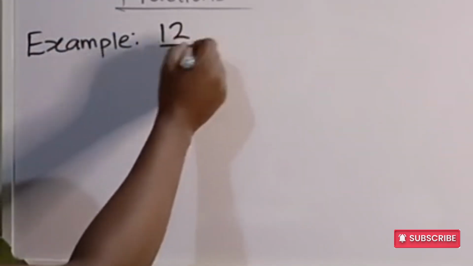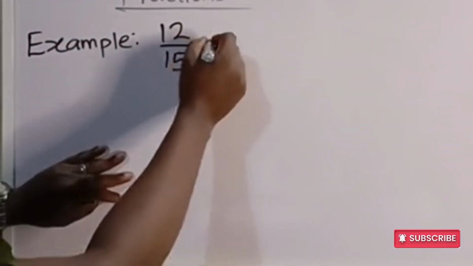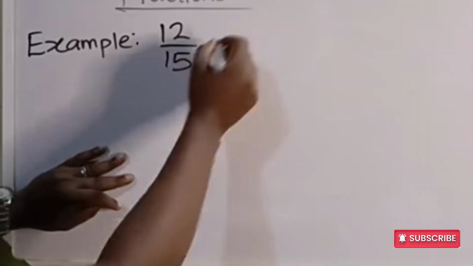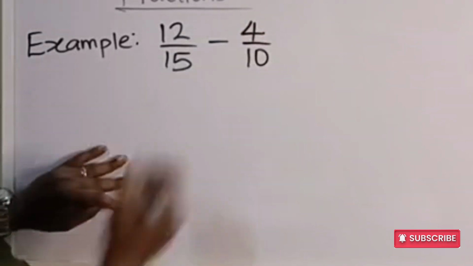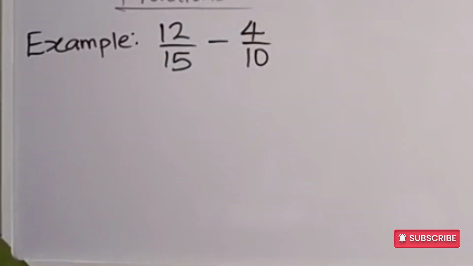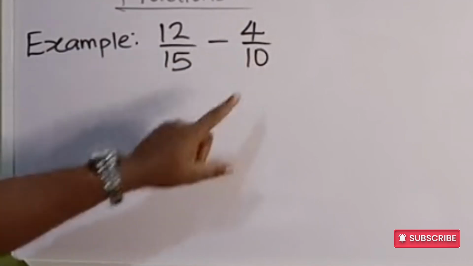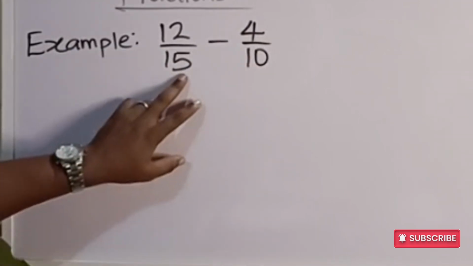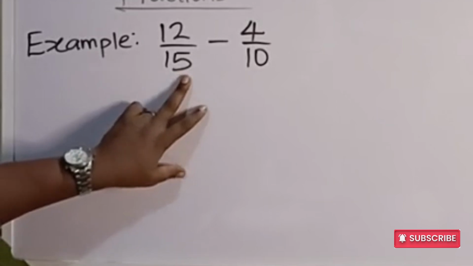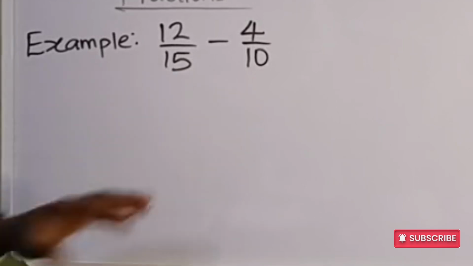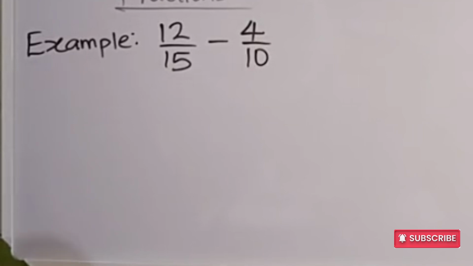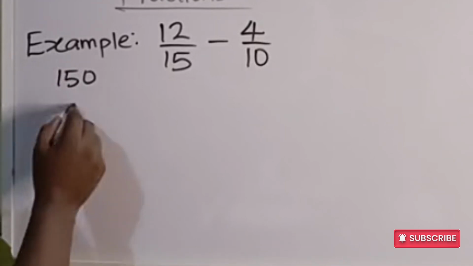12 over 15 minus 4 over 10. Okay, so now we want to solve 12 over 15 minus 4 over 10. We can see that one of the denominators is 15 and the other one is 10. If you want to multiply them together, you're going to get 150 as a common denominator. But if we decide to find their LCM, let's see what we are going to get.